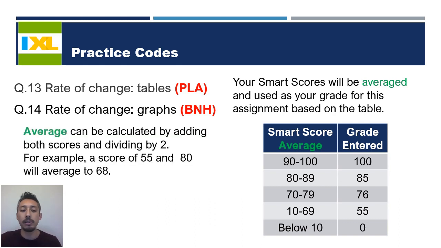If you need a reminder, the average can be calculated by adding two numbers, or in this case, both of these scores, and we're going to divide them by 2. We're dividing by 2 because that's the amount of numbers that we're adding up together. So for example, let's say that you earned a score of 50 in one and then 80 on the second assignment. When you add both of those up and divide it by 2, you'll get a 68.